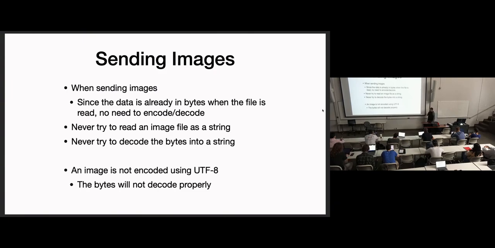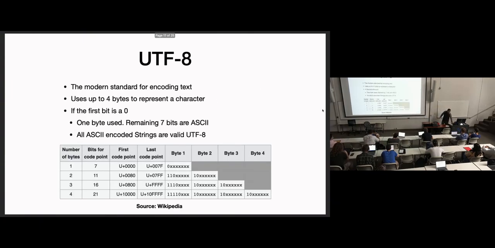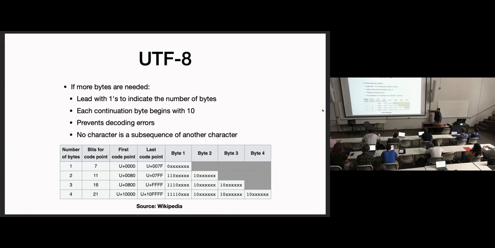That's not what we want to do with images because images are not UTF-8 encoded. The bytes will not follow the UTF-8 protocol. That chart that we have, your JPEG is not going to follow this. So you're going to get decoding errors. It's going to read the first byte. Maybe the first byte of your image starts with 10. Well, that's not proper UTF-8, and things break.